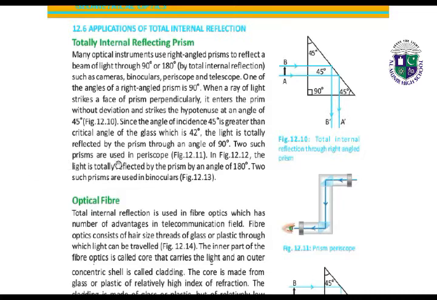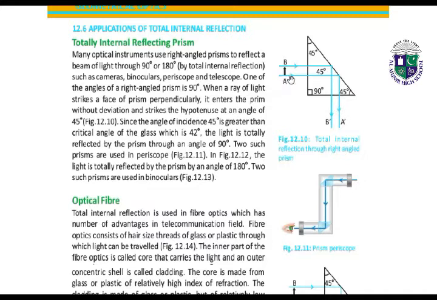Two such prisms are used in a periscope. The light is totally reflected by the prism by an angle of 180 degrees. Two such prisms are used in binoculars. So look at this figure 12.10. Here it is showing the total internally reflecting prism. Look at these rays A and B.